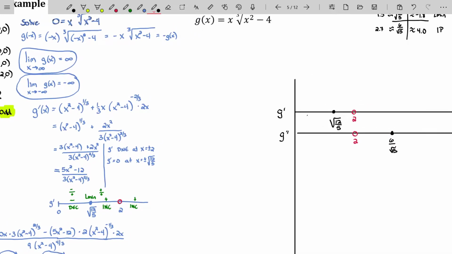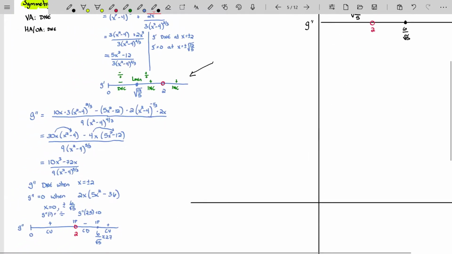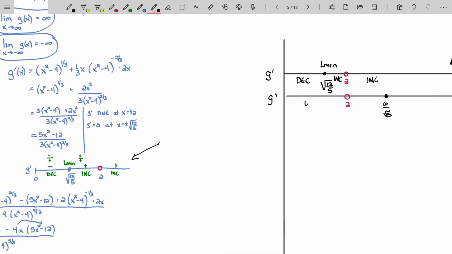So we have decreasing here. I'm just looking to the left. I'm looking actually right here. Decreasing, increasing, and increasing. Interesting behavior there. I know this is a local min. The other piece of information I have down here: concave up, concave down, concave up. Okay, concave up, concave down, and then concave up. And obviously this would be an inflection point, and that would be an inflection point.